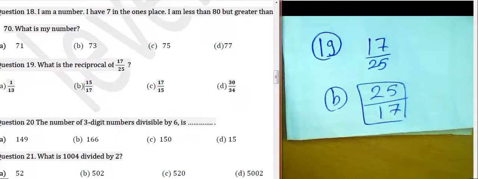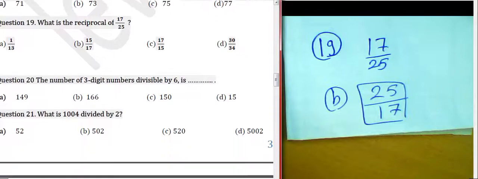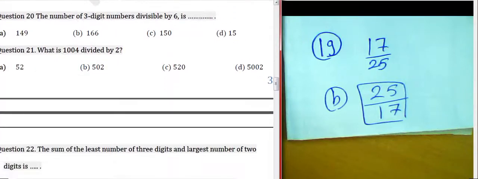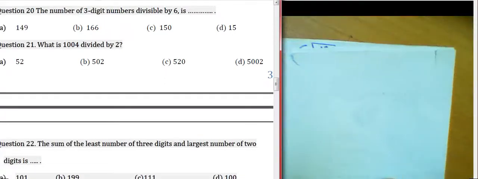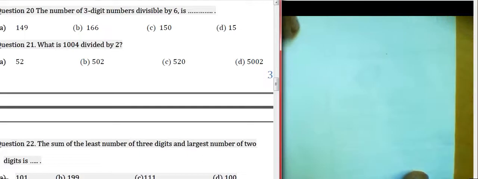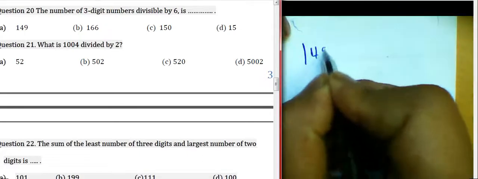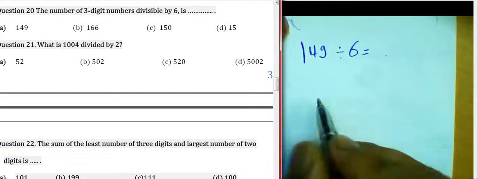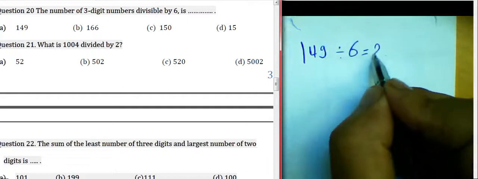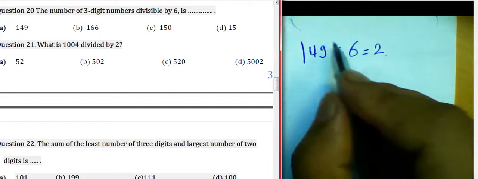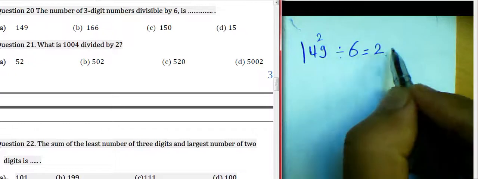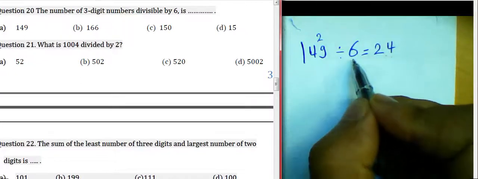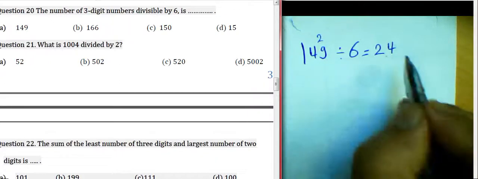Question 20. The number of 3-digit numbers divisible by 6 is. He asked about the 3-digit numbers that can be divisible by 6. Look at here, can 149 be divided by 6 or not? 14 divided by 6 equals 2, 2 times 6 equals 12, and remainder 2. 29 divided by 6 equals what? We know 4 times 6 equals 24, 5 times 6 equals 30. So we write 4 here because 24 is nearest to 29.